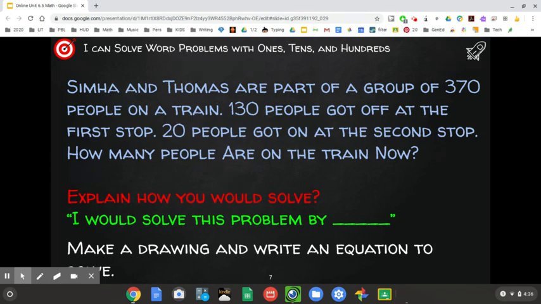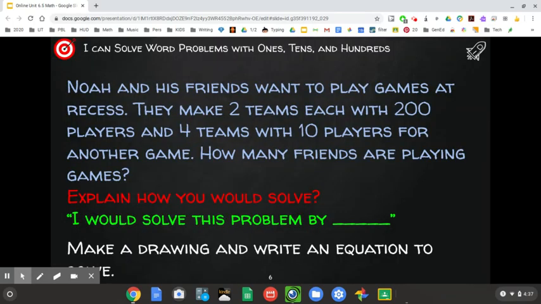Let's do one more together. Okay, I'm going to pull this up right here, because you guys can pause. So this is Noah and his friends want to play games at recess. So they make 2 teams, each with 200 players, and 4 teams with 10 players for another game. How many friends are playing games?